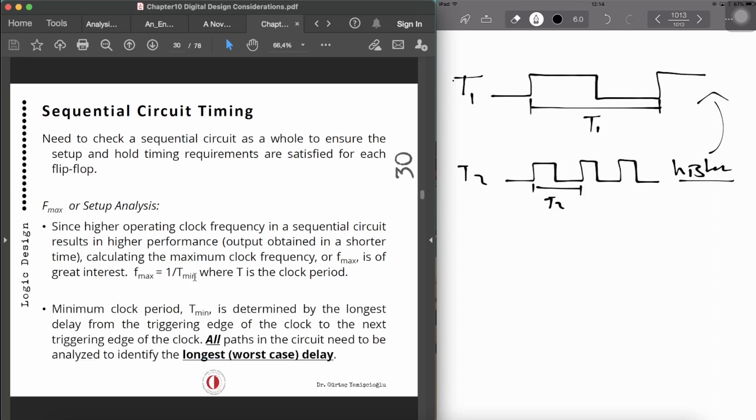Now, one thing that we need to consider: the minimum clock period, T min, is determined by the longest delay from the triggering edge of the clock to the next triggering edge of the clock, okay? So T min is going to be the longest delay from one edge of the clock to the next triggering edge. All paths in the circuit need to be analyzed to identify the longest path or longest delay. So we always need to find the worst case. That will be our T min, and then we can find the maximum operating frequency from it. That's what we are going to see and do an example related to that.